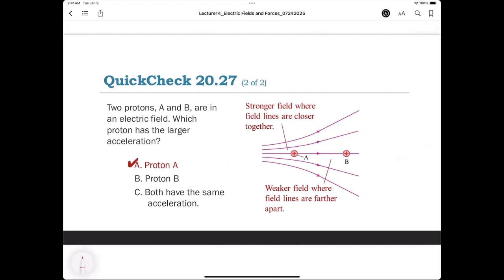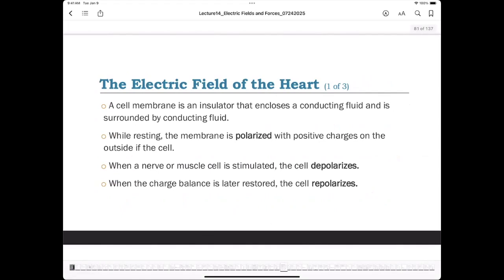Here you can see a weaker field, where the field lines are farther apart. Okay, let's talk about the electric field of the heart. Actually, this is an application. A cell membrane is an insulator that encloses a conducting fluid and is surrounded by conducting fluid.